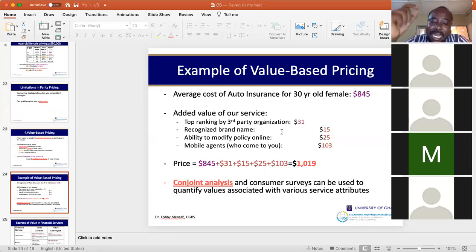Now, that is a brand issue, brand recognition. To what extent are people prepared to pay for that extra safety or extra security in the brand? If people are prepared to pay for that, you have to actually add it up.